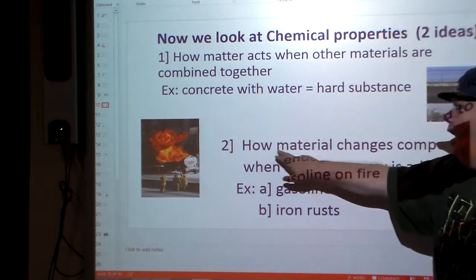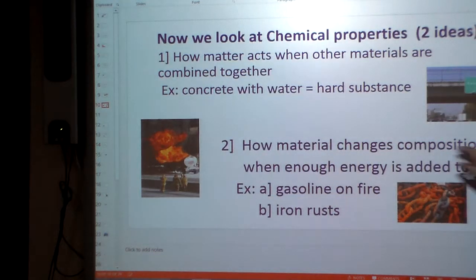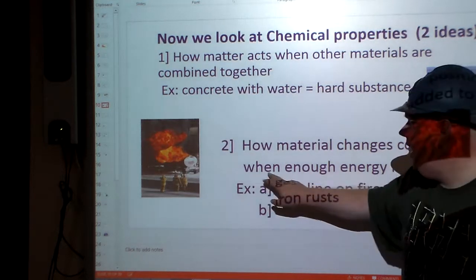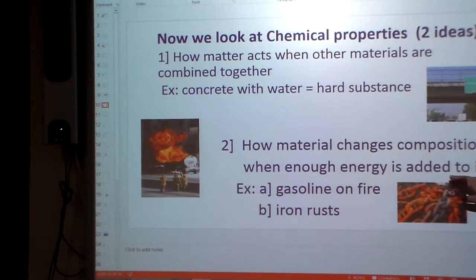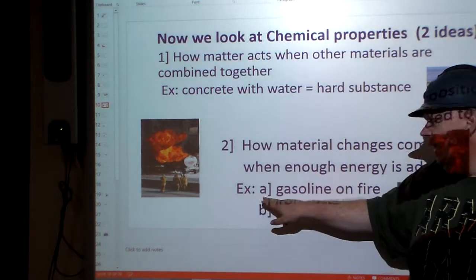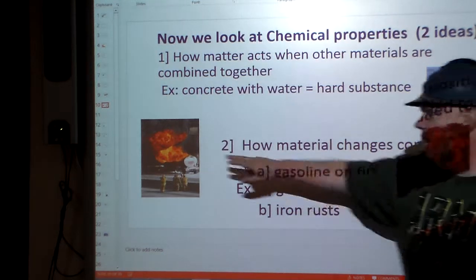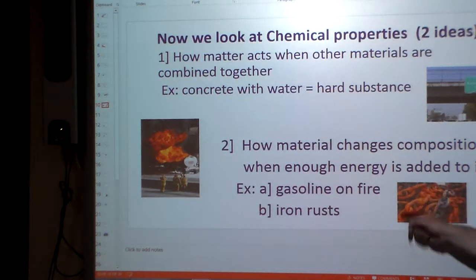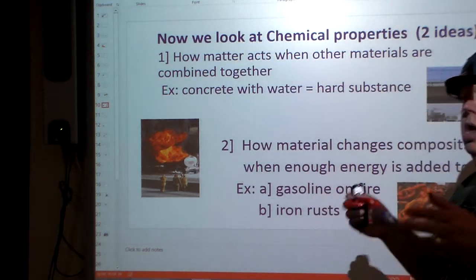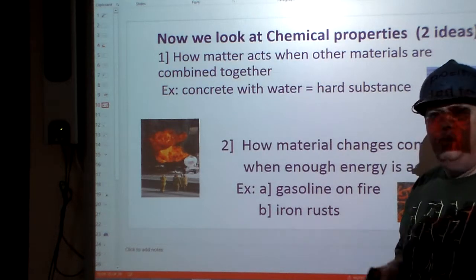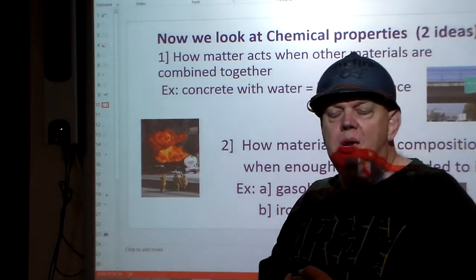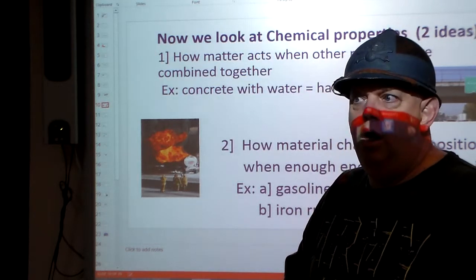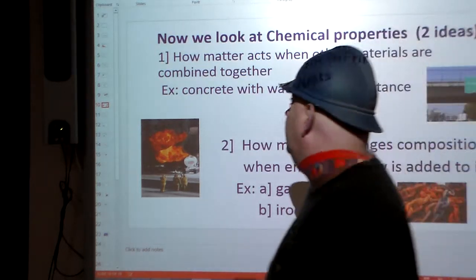The second thing is how a material changes composition. Well, wait, what's composition? What is it made of? When enough energy is added to it. Example A, gasoline on fire. B, iron rusts. Those are also examples of chemical properties. How well do they respond? Some things don't catch on fire no matter how much energy you put to it. Others catch on fire way too easily.